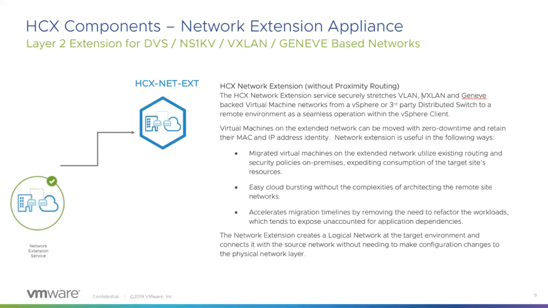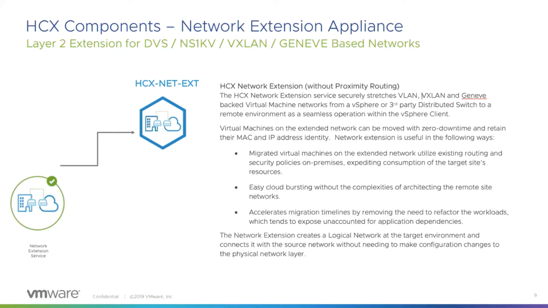So you will have an L2C appliance on the source and the destination, and it will form a tunnel between them, and all the virtual machine east-west traffic will flow through the tunnel as the virtual machines are migrated. I'm going to cover some of the scenarios, including proximity routing, in the following slides. But just to give you an introduction, the layer 2 extension is very similar to Cisco OTV functionality.